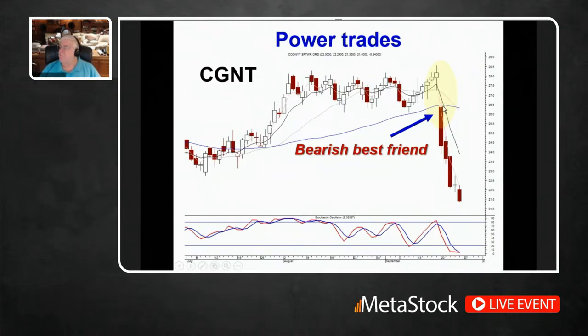That has that money back in your account, and more importantly, it frees up your mental processing. You're not sitting here trying to figure out what to do with a bad trade. You're out of the trade. Now you can say, wait a minute, this is a bearish kicker signal. Maybe I should be going short right away and getting my profits right back again.